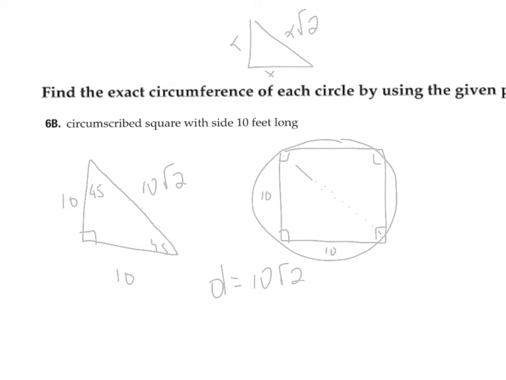Therefore, what's the circumference? Circumference equals pi d, which will be pi times 10 radical 2. If you rearrange it, it will be 10 pi radical 2 feet. That's it. So this will help you when you do your homework in the textbook.